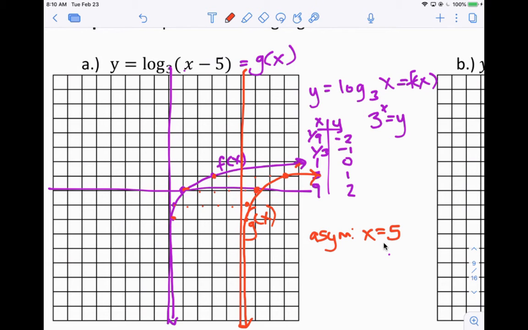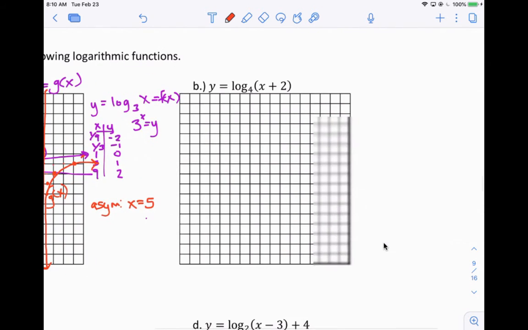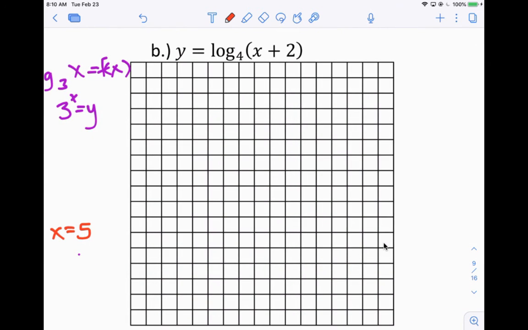And you want to make sure that you mention that if it asks. All right, let's try another one. This one is very similar, also inside. So we'll go ahead and draw ourselves some axes.